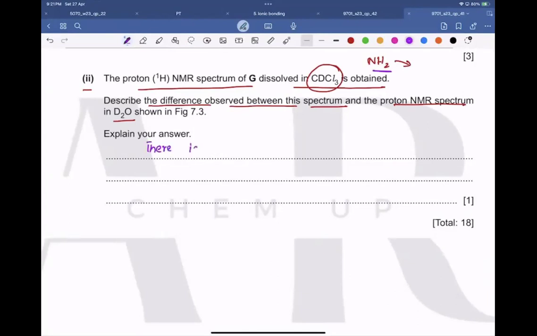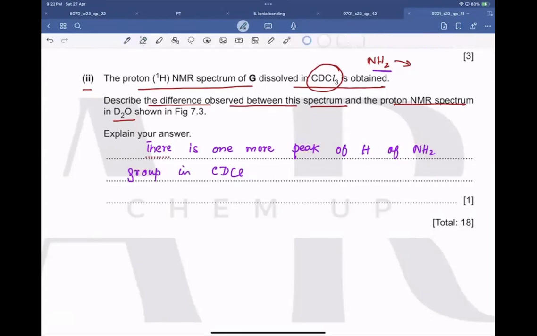So there is one more peak of hydrogen of NH2 group in CDCl3, as in D2O the D displaces H in NH2.